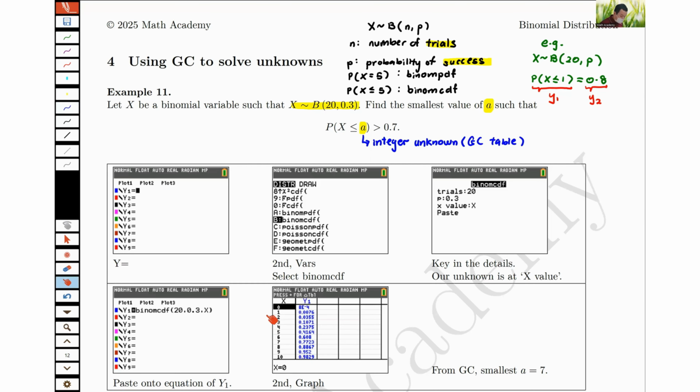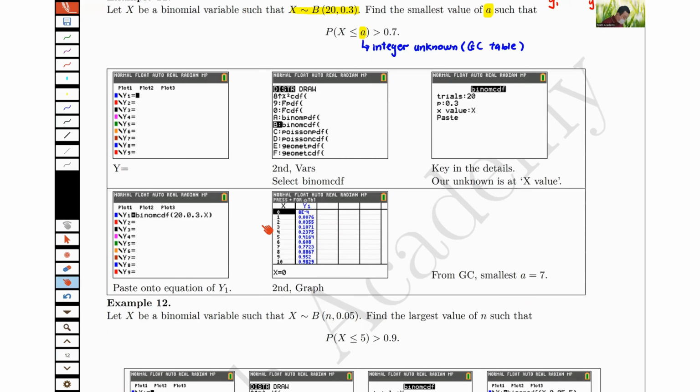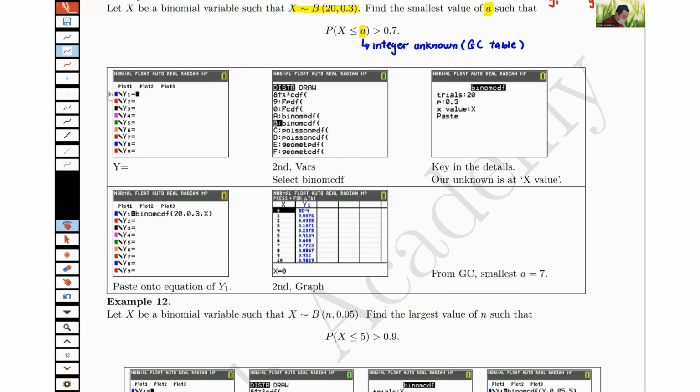So let's go through again. How did we generally go for a table? You will key in at your Y1 position, like your usual graph. It's less than or equal to in the problem, so we aim for binom CDF. After you put in, they will ask for X. Remember, this is your X value. This X value is your A. This is the A that we want. This is the X value. And you paste it onto your graph. You have this. Go for table.